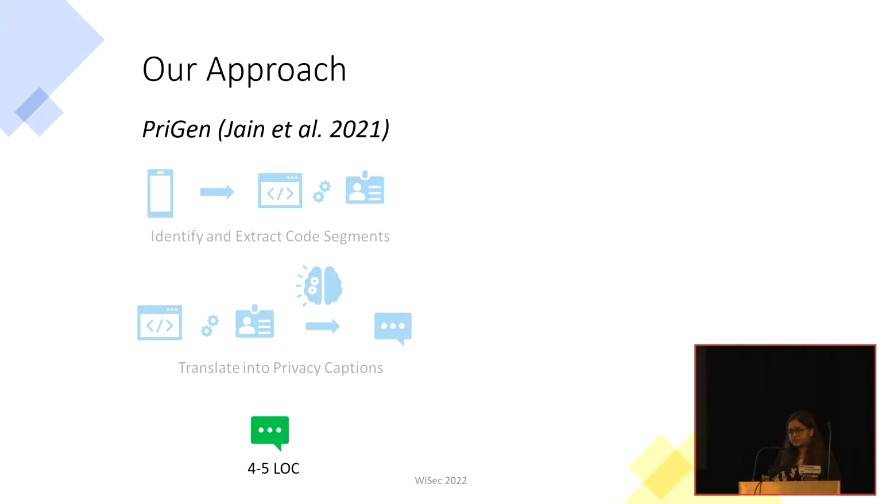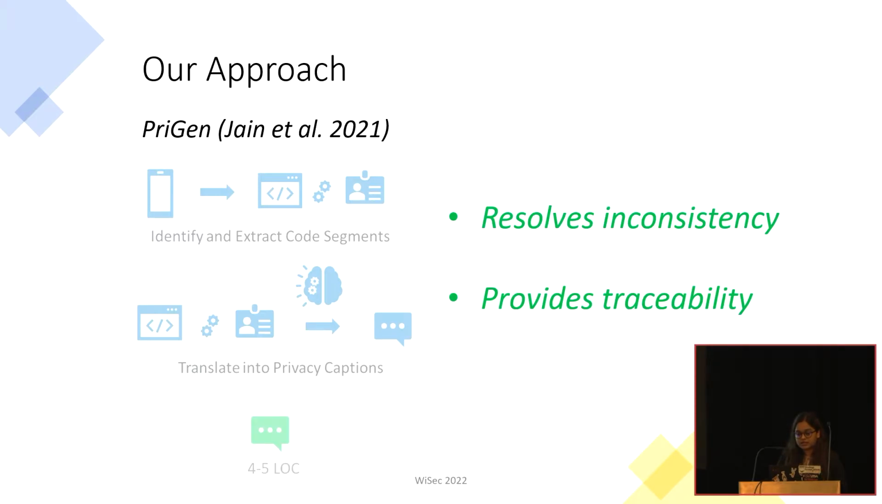For an average length of 4 to 5 lines of code, we actually achieve very good accuracy. This approach also provides us traceability because we know which source code has been translated to which privacy caption. And it also resolves inconsistency because the privacy caption is generated directly from the source code.